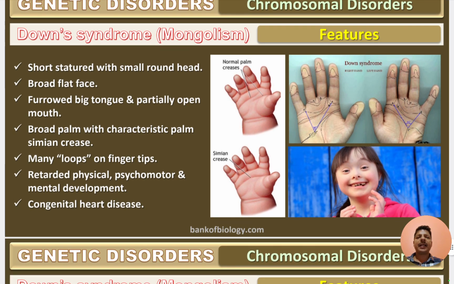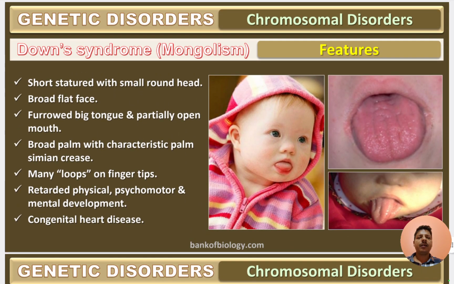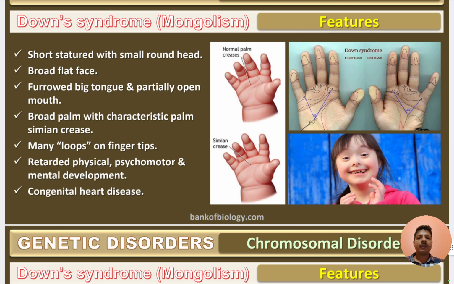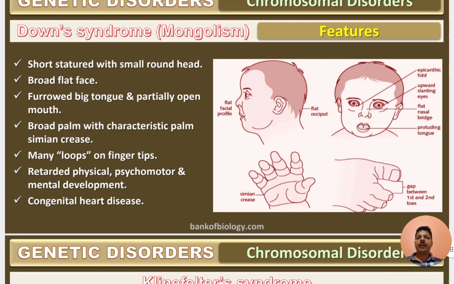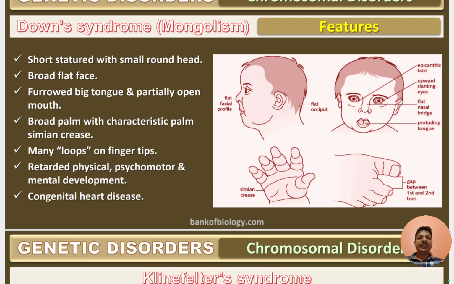Here again see the diagrams like this: simian crease versus normal palm crease in Down syndrome, and here again flat facial face and protruding tongue, flat nasal bridge, simian crease, and a gap between the first and second toes.